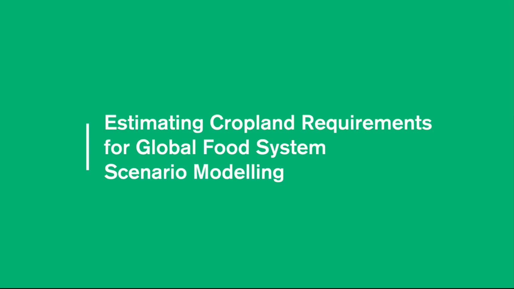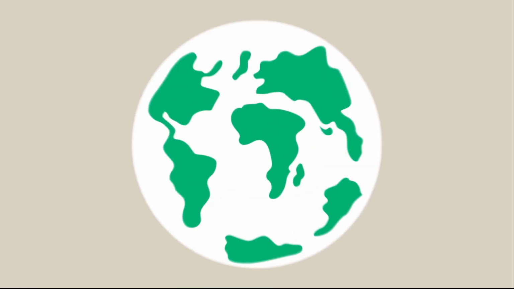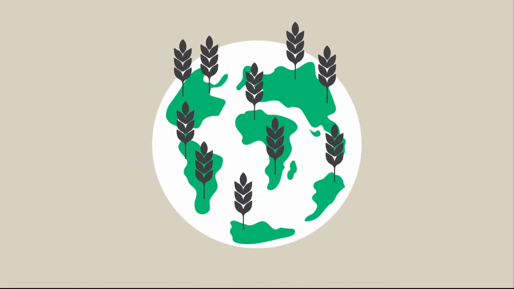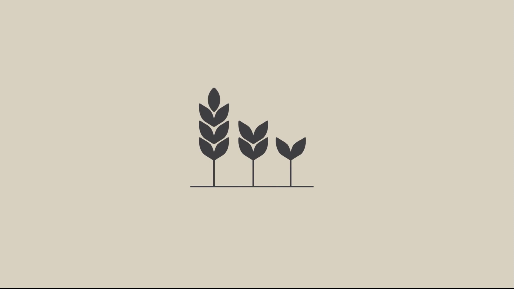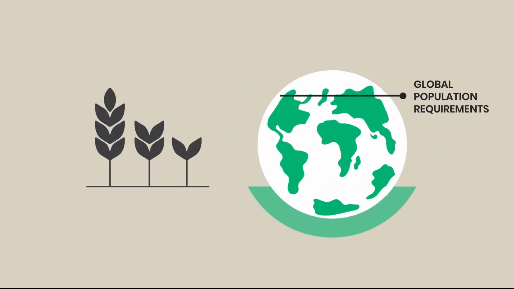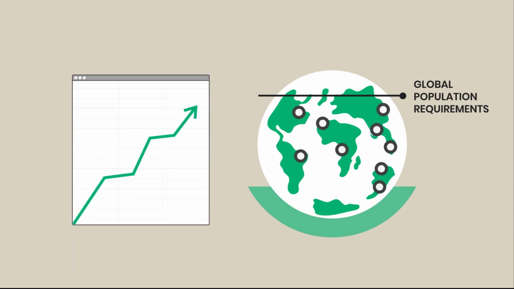Balancing cropland use for a sustainable food system. Global crop production will always play the central role in the provision of nutrition to the world's population. Not enough crop food production would mean insufficient nutrients to meet global population requirements, with subsequent higher rates of malnutrition.